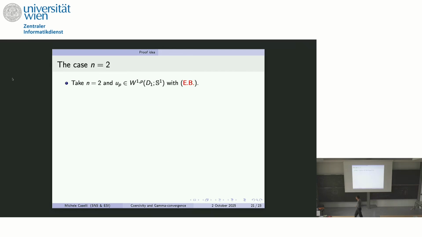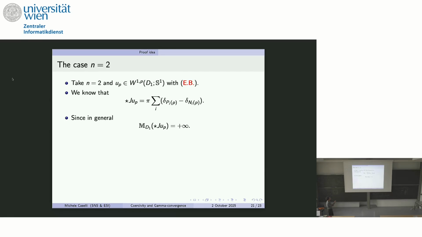So focus on n equals 2 and take a u_p, a W^{1,p} map from the disk to S^1 with an energy bound. So you can think of this picture, a fog of points that as p tends to 2 is moving. We know that the Jacobian is a sum of deltas, but it can be infinite.